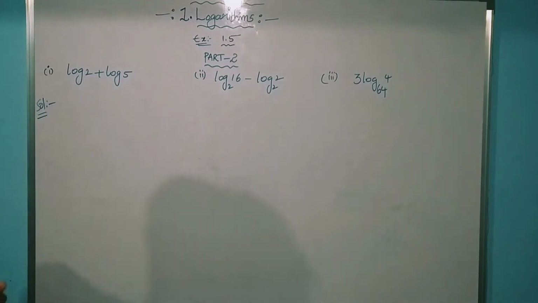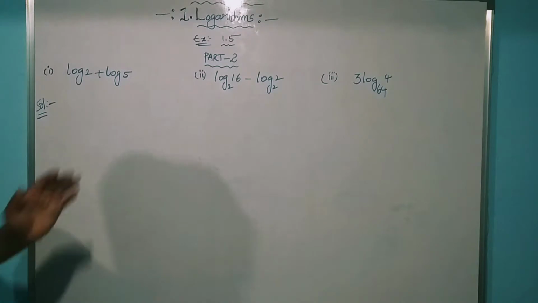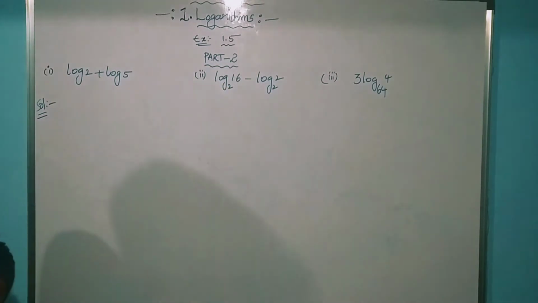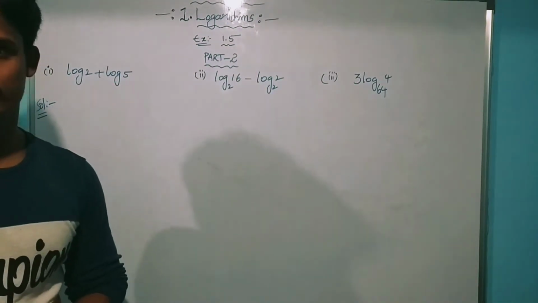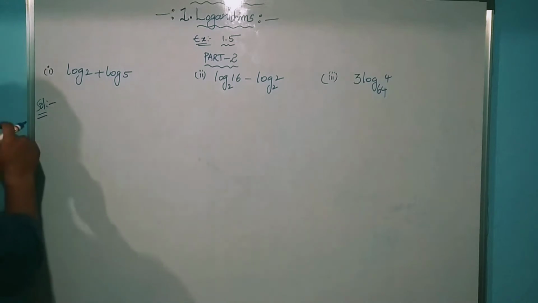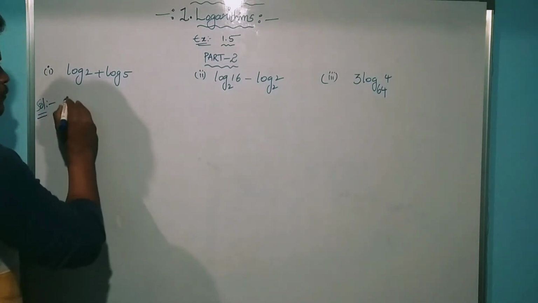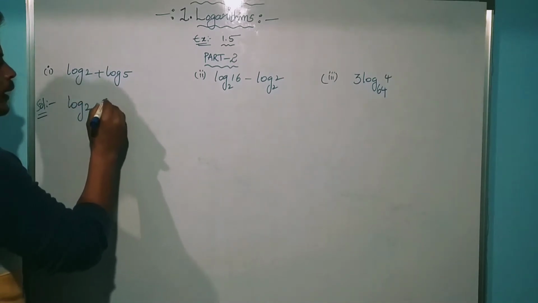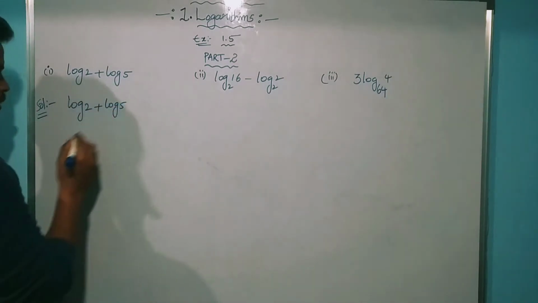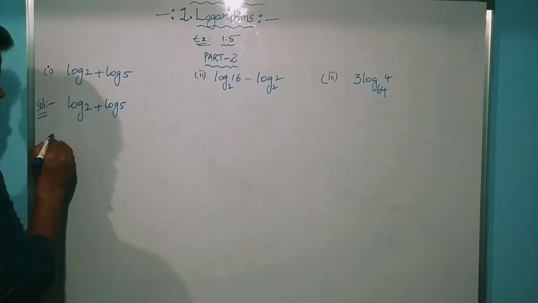First question. Here, we have to express these problems in single form, and if it is possible, then find the value of the given logarithm. So, log 2 plus log 5.